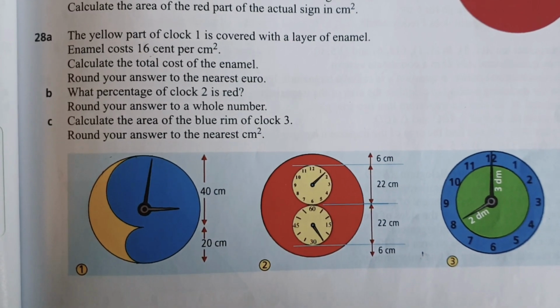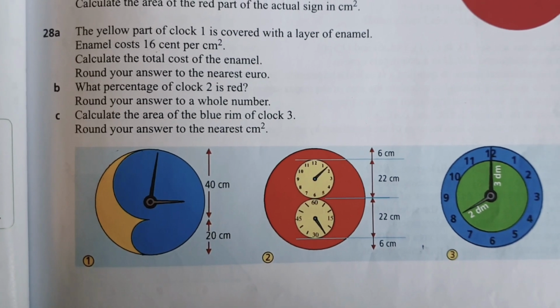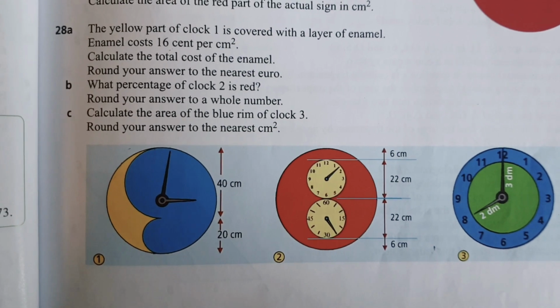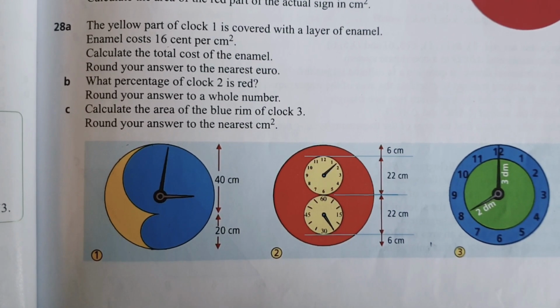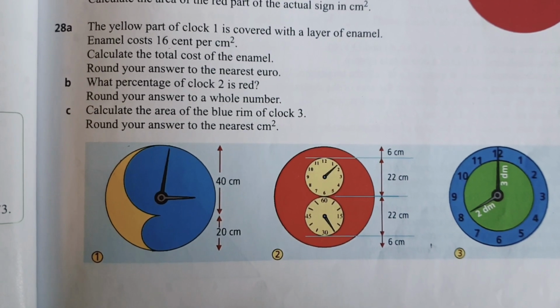In this video, I explain exercise 28. Let's do 28a first. The yellow part of clock 1 is covered with a layer of enamel. Enamel costs 60 cents per square centimeter. Calculate the total cost of the enamel. Round your answer to the nearest euro.